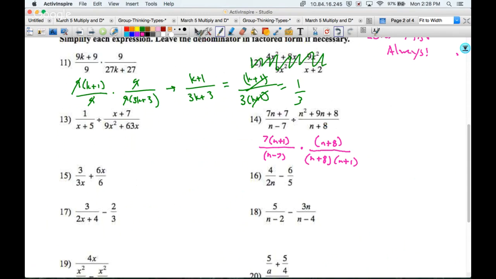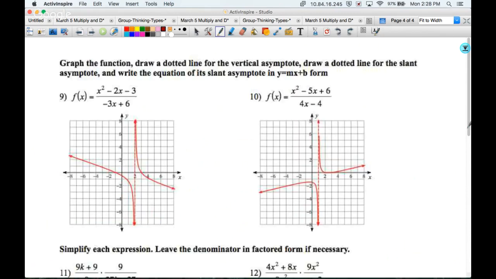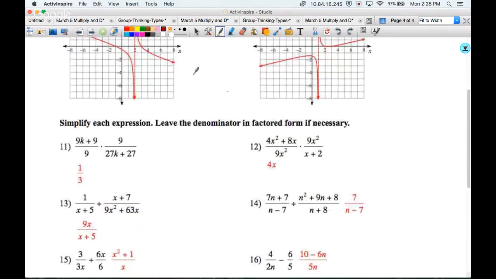And I see lots of things that would cancel. The n plus 8s will cancel, the n plus 1s will cancel. I'm going to be left with 7 over n minus 7. Yep.